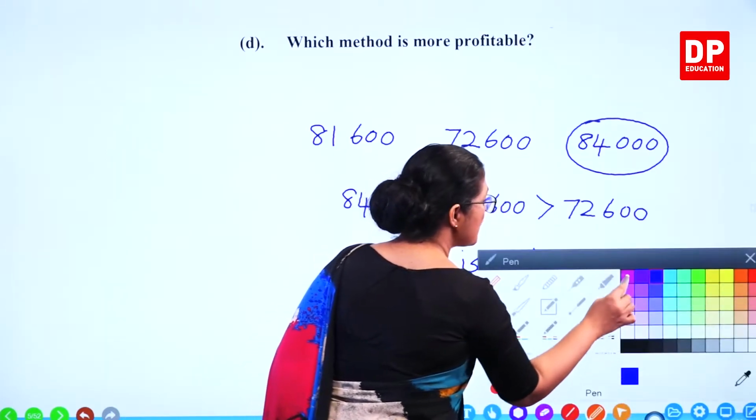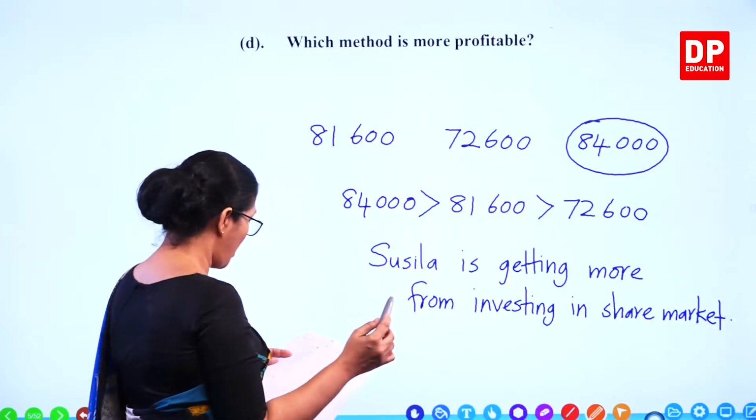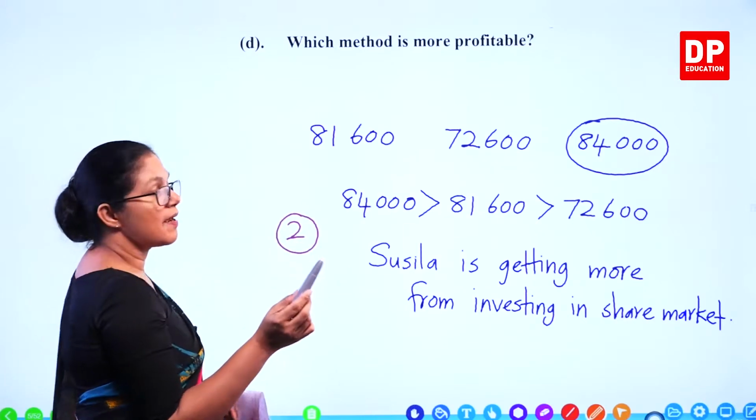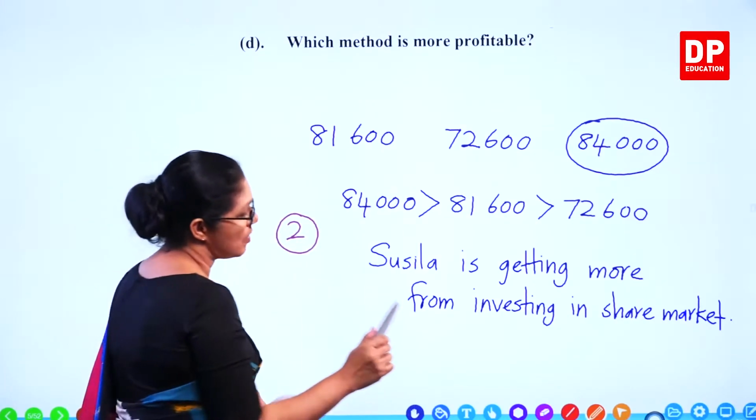So how many marks for this one? You are getting 2 marks for this comparison. So we gave altogether 10 marks for that question.